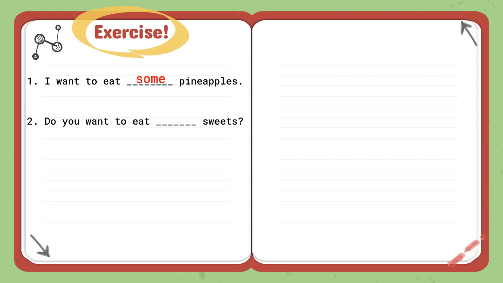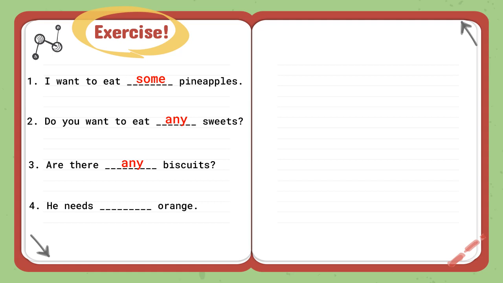2. Sweets. Is it a sentence or question? Question. If it's a question, do you use some or any? Any. So the answer is, do you want to eat any sweets? 3. This one is also a question. So we use any. Very good. Are there any biscuits?